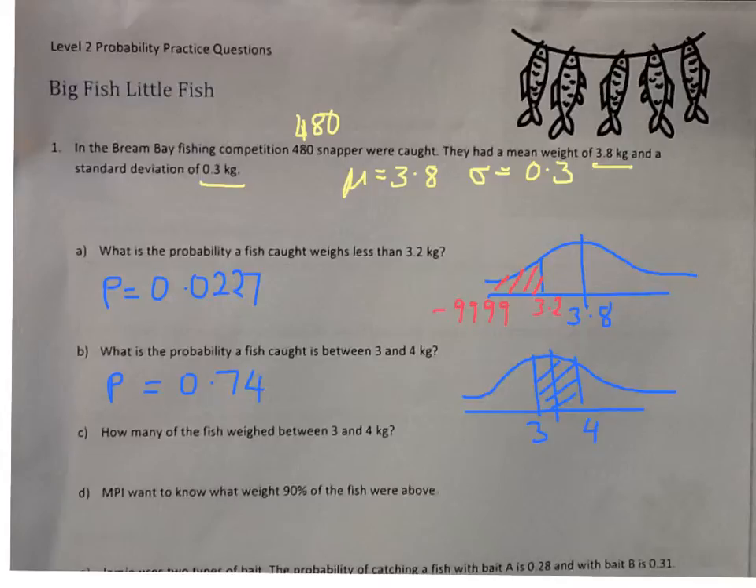How many fish weighed between 3 and 4 kilograms? Going back to the beginning of the problem, we know there were 480 snapper, so we want 74%, we use decimal, of, which is multiplied by 480. So you're having 74% of those 480, and you just put that into your calculator.